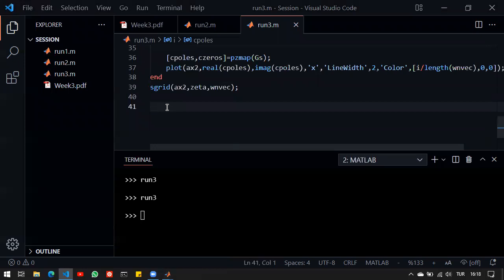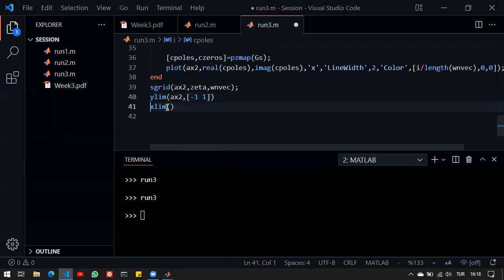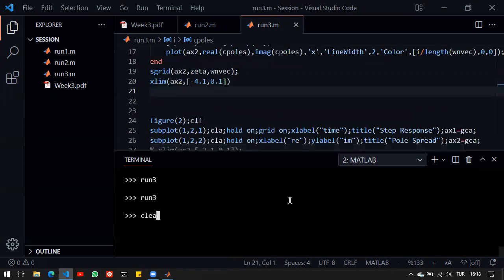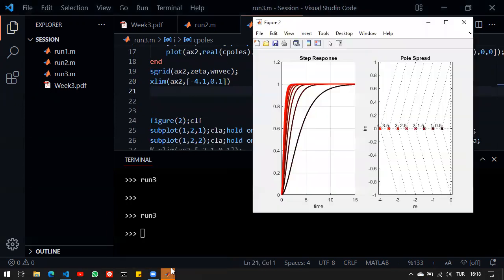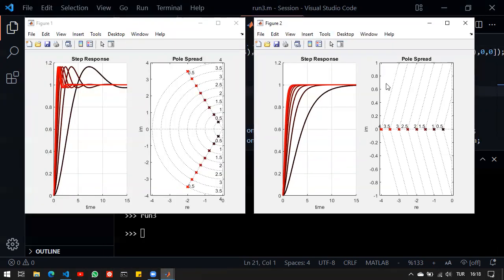Here we need to look at the y limit of ax2 between -1 and 1. Let's have x limit of ax2 between -4.1 and 4.1. There we go. That's much better, I guess. Yeah, we are good to go.